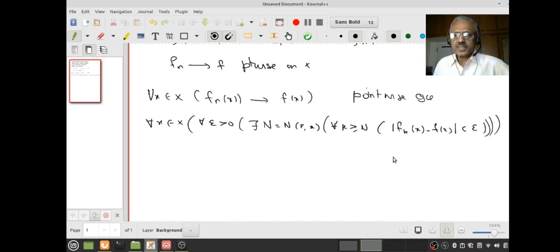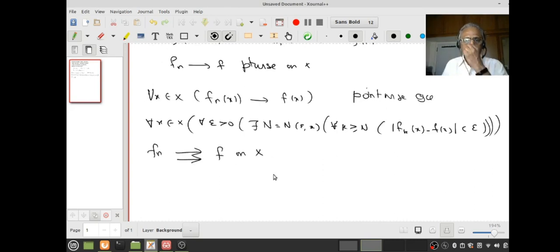Now what is uniform convergence going to be? It says you give me an epsilon, there is an N which depends only on epsilon, so that for every k greater than or equal to N and for every x in capital X, mod f_k(x) minus f(x) should be less than epsilon. That is, my N is not going to depend upon x. So I say f_n converges to f uniformly on X. This is my notation, not a standard notation. Whenever you say uniform, you should specify the set.